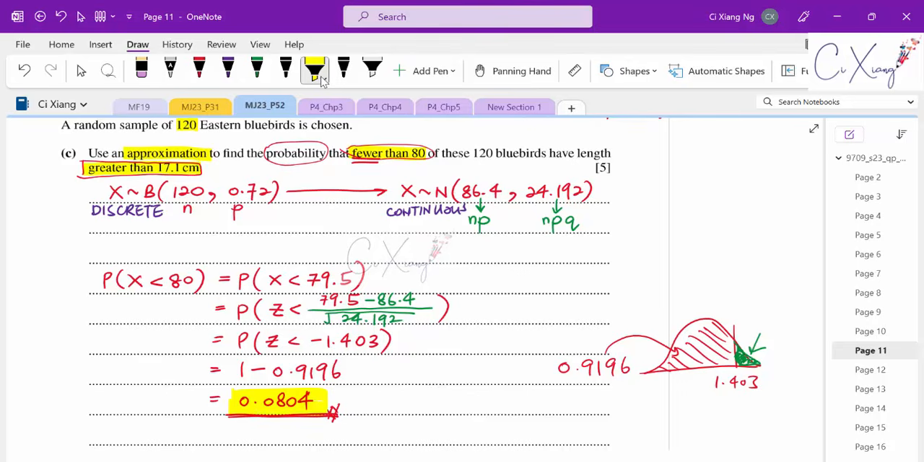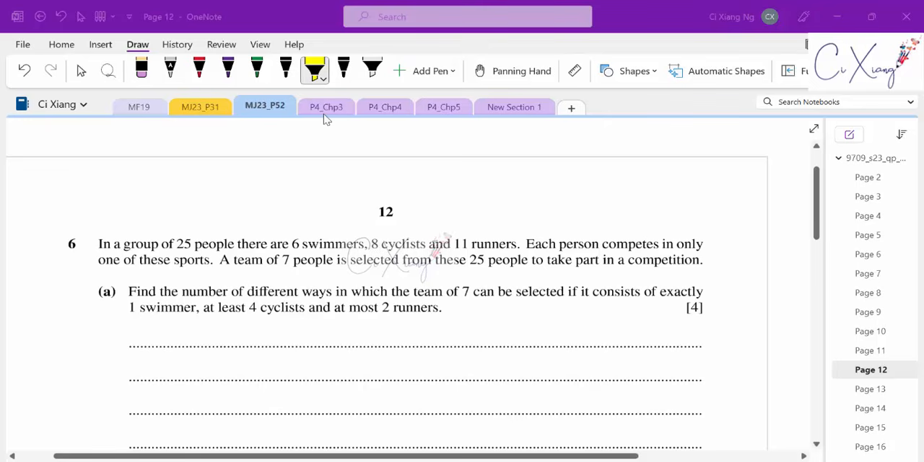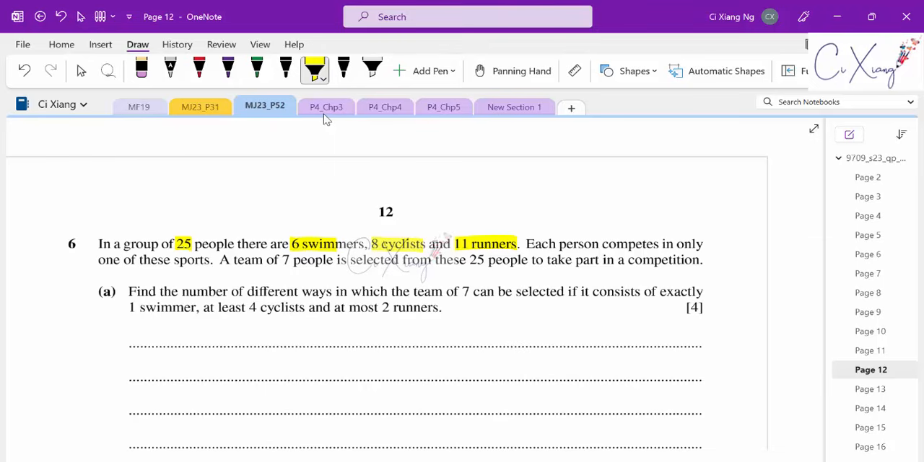Alright, so this is how we answer this question. We are now at the last question for this paper, question number 6. In a group of 25 people, there are 6 swimmers, 8 cyclists and also 11 runners. Each person competes in only one of these sports. So a team of 7 people is selected.